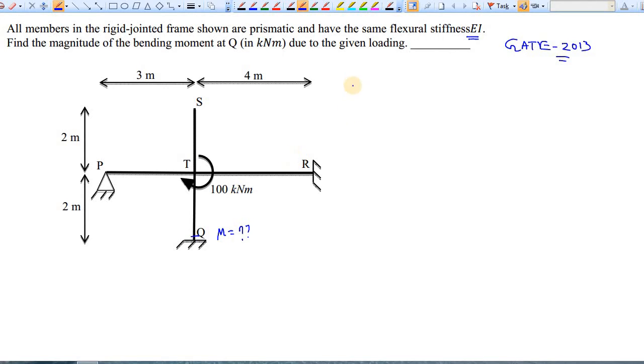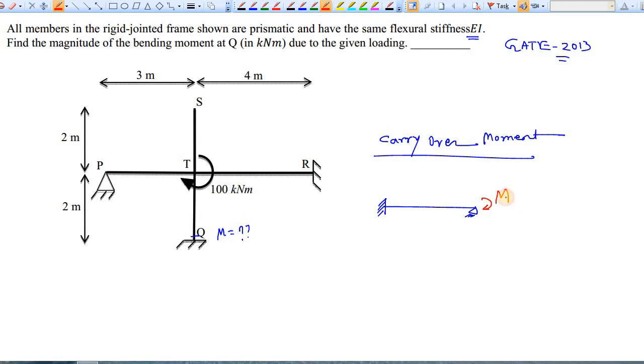So let's start. The very first thing is, what is carryover moment? Do you know what it is? Well, if you don't know, let's say this is a propped cantilever beam, and now you are applying a moment at this simply supported pinned end. Let's say this is M.